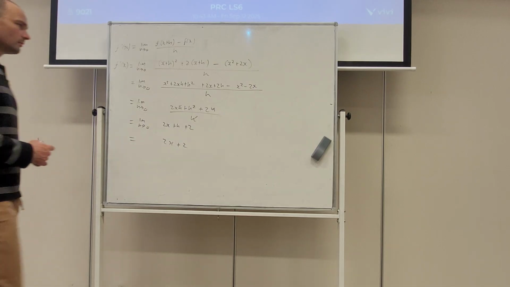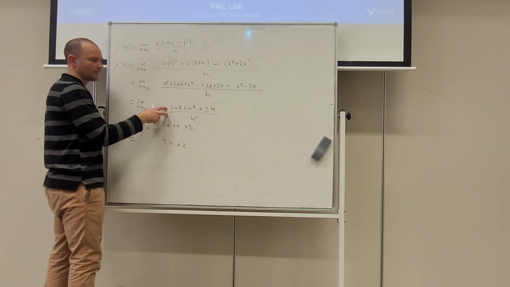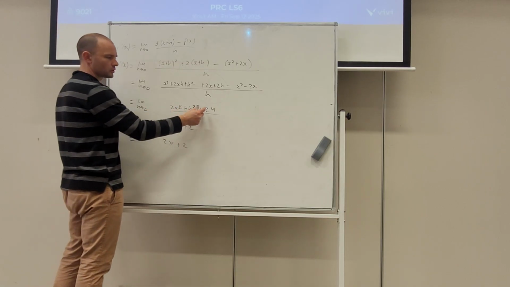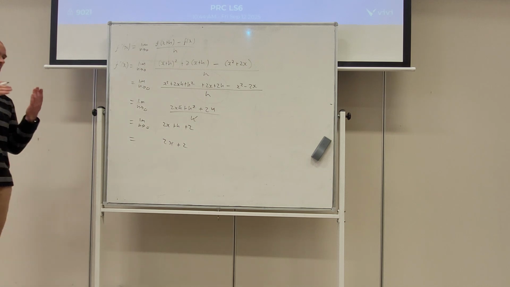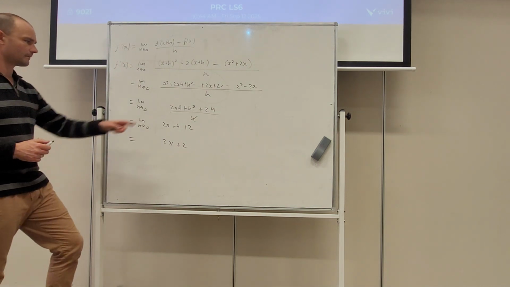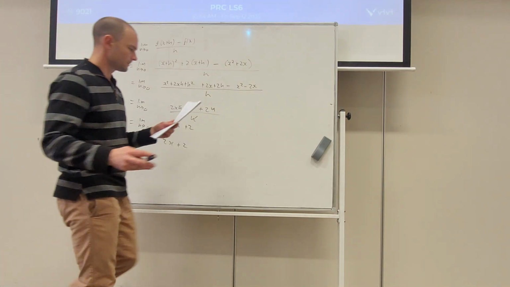And when we get to here, once we've cancelled everything, remember this is a checkpoint, because everything at the top should have an h in it. If not, backtrack, you've done something wrong, go fix it. Everything up here has an h, so we're good. All right, so that's first principles.